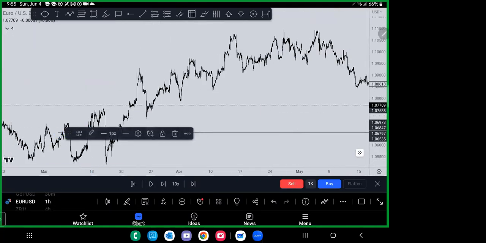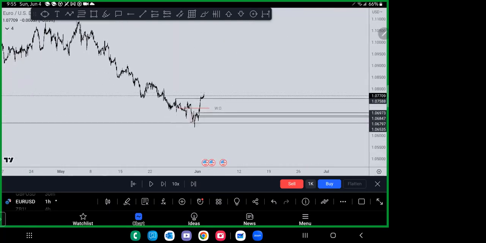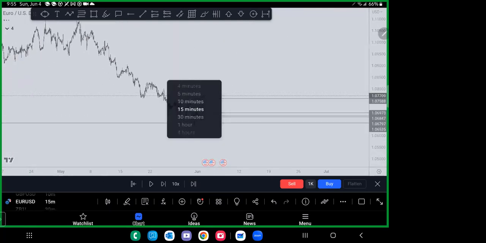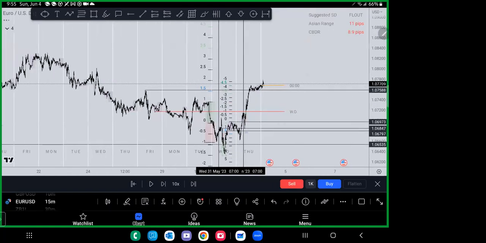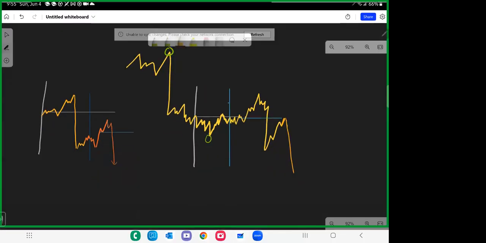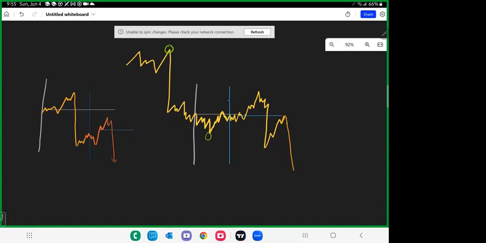All right, cool. Let's talk about this overnight session thing. But first, before we even talk about that, let's talk about balanced price range. Let's revisit that.